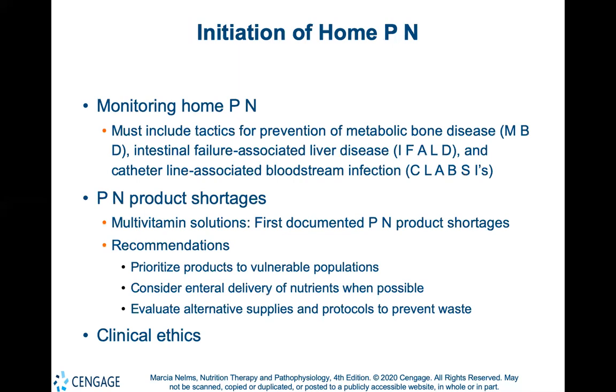Initiation of home parenteral nutrition can occur in the home, but preference is given to starting the therapy in the hospital setting in patients with abnormal electrolytes and severe medical conditions. Monitoring protocols for home parenteral nutrition are similar to those for hospitalized patients discussed before, but most include tactics for prevention of metabolic bone disease, intestinal failure-associated liver disease, and catheter line-associated bloodstream infection.